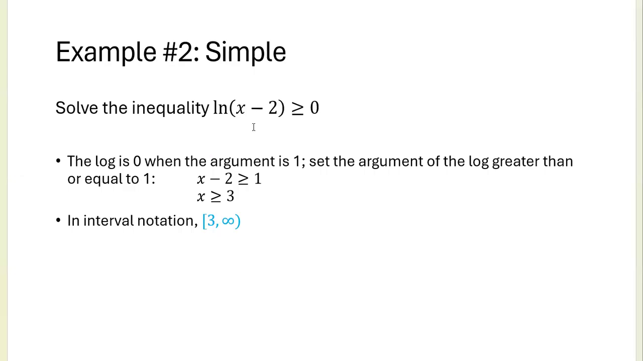In this case, we're interested in when the log is positive. So after that point where it crosses 0, it's always positive. So we set the argument of the log greater than or equal to 1, and we solve for x. x is greater than or equal to 3. So in interval notation, it's 3 with the square bracket to infinity with parentheses.